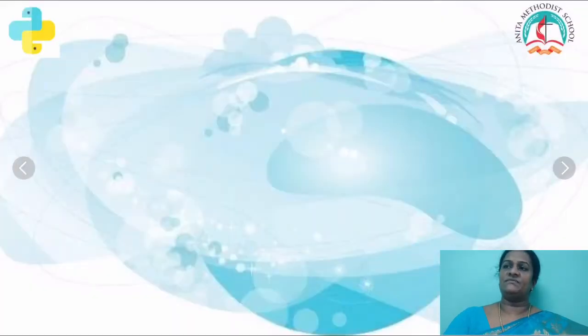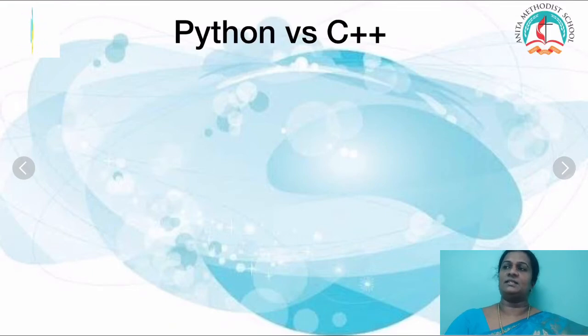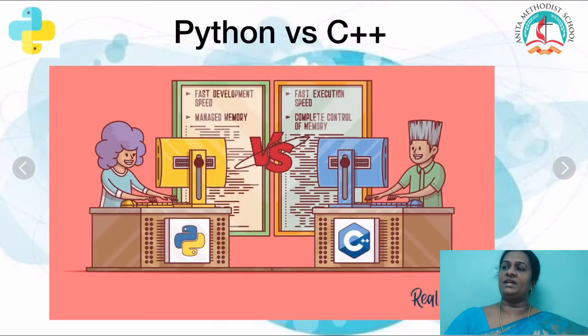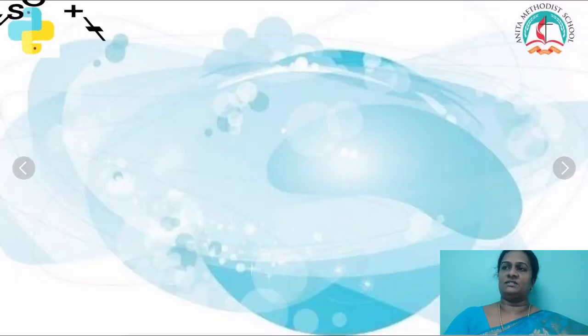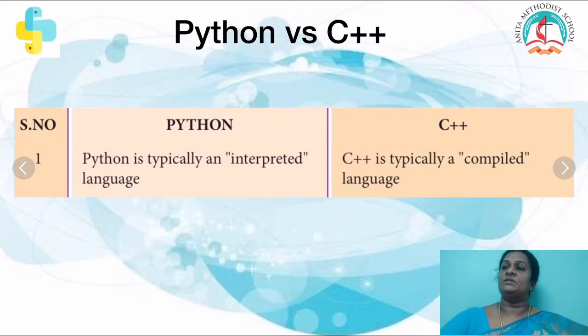So what is the first one? Python and C++, the difference. We are going to see it one by one. Let's get into the first difference. Python is typically an interpreted language, and C++ is typically a compiled language. So Python is an interpreted language and C++ is a compiled language.